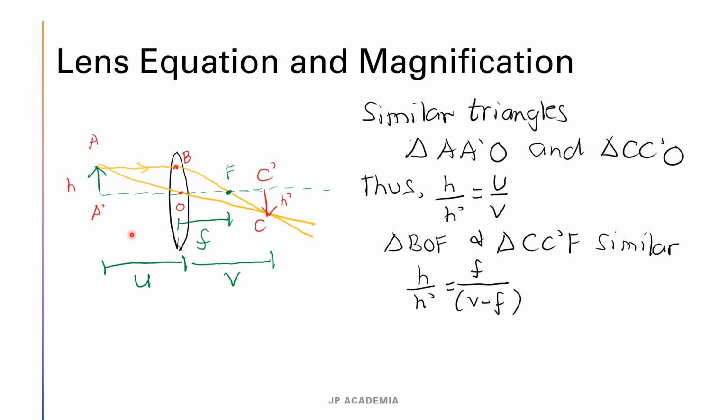Now we can derive an equation to find the image size and location using simple geometry for the case of lenses. So for this scenario, I have the similar triangles A prime O, and C prime O. Thus, we have H over H prime, the ratio of the height, is equal to U over V, the object distance and the image distance. And we also have this similar triangle BOF and this triangle C prime F. Thus, we can also write H over H prime is equal to F over V minus F.